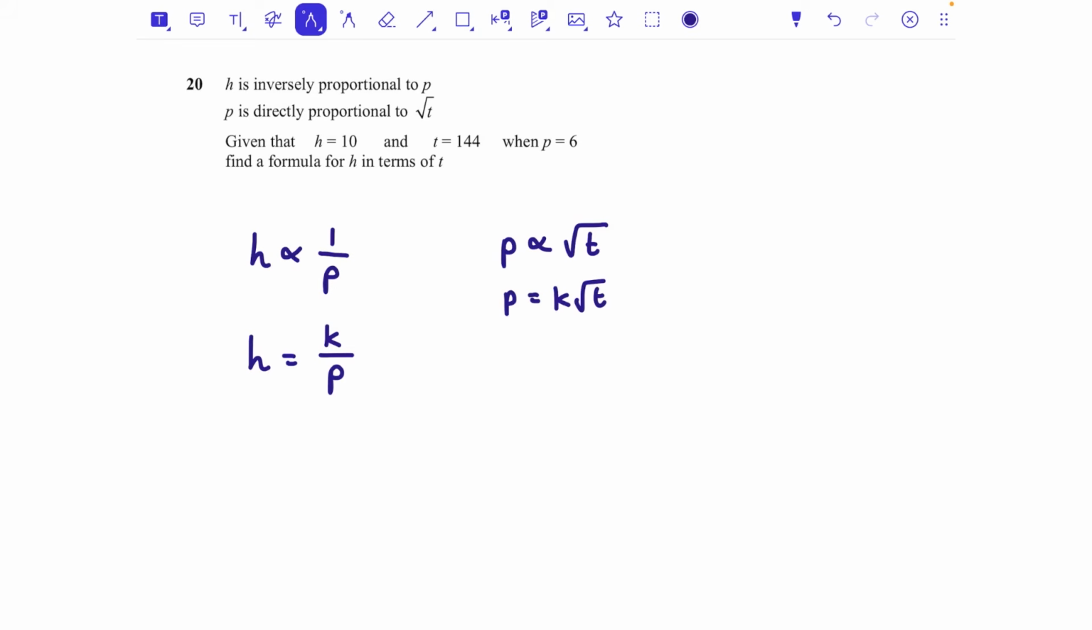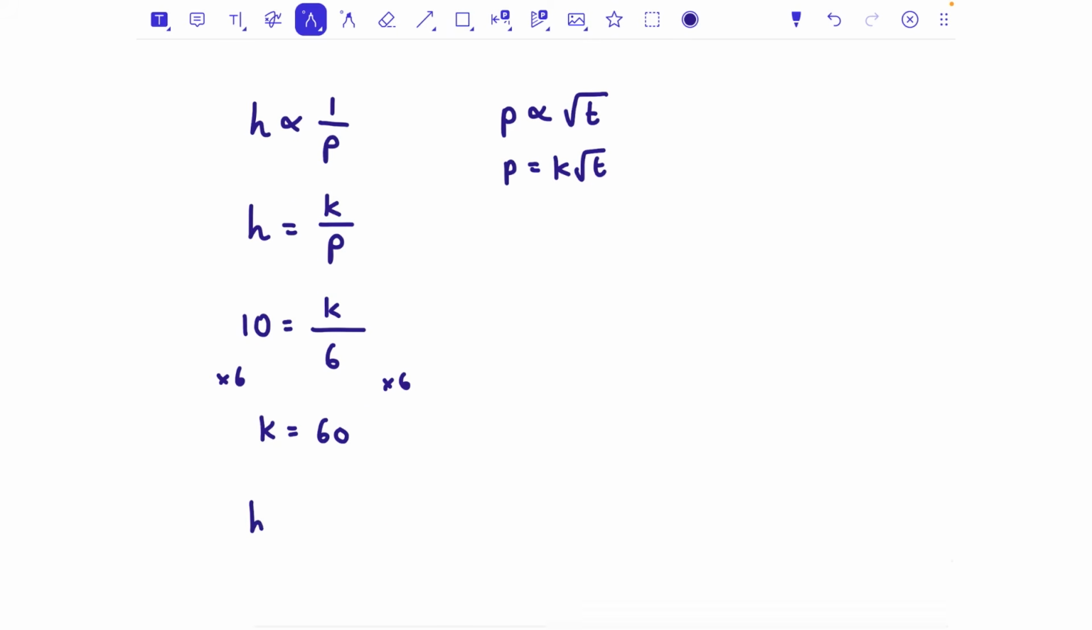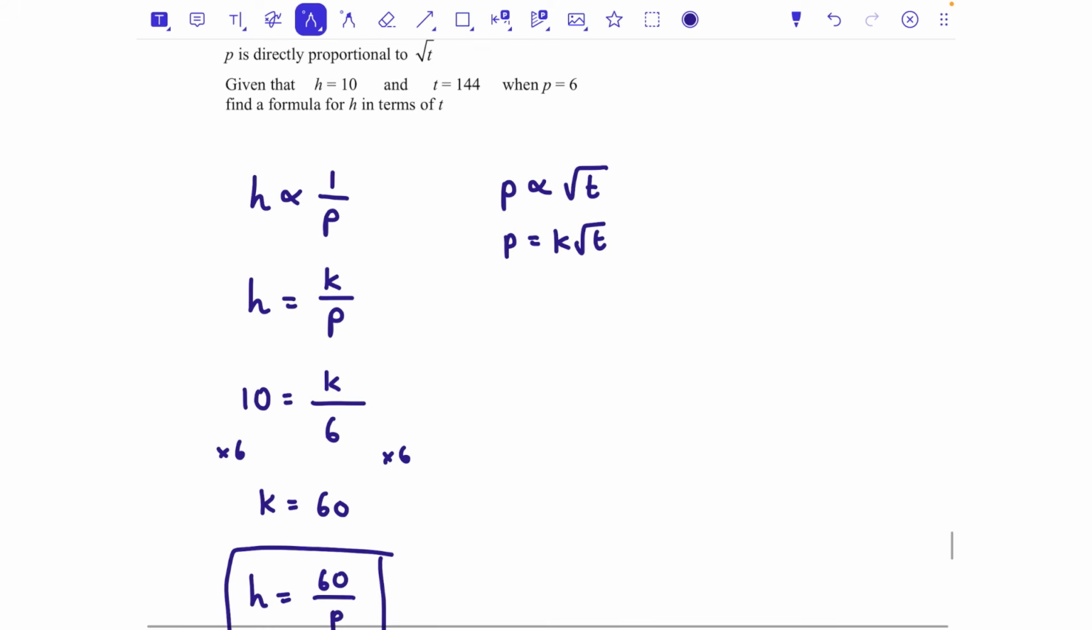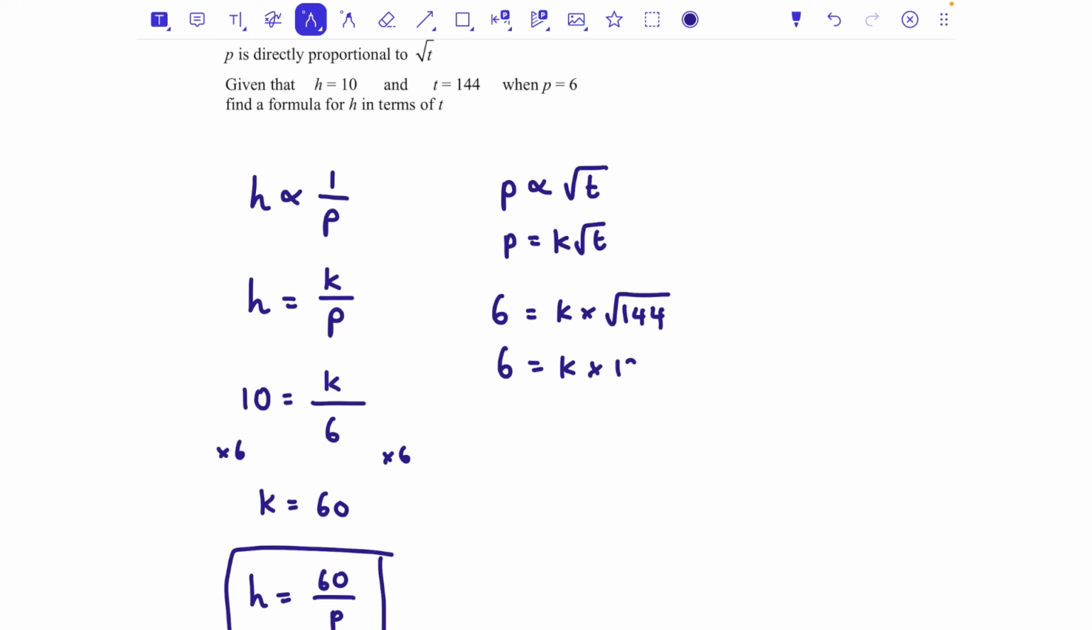Given that H is 10 and T is 144 when P is 6, find a formula for H in terms of T. So we've got to sort out both of these. So I know that when H is 10, P is 6. So therefore, if I times both sides by 6, I work out that K is 60. So therefore, I know that H is 60 over P. That's my formula for H. I'm now going to do a similar thing for this one. I know that P is 6 when T is 144, so K times root 144, which means that K times 12.